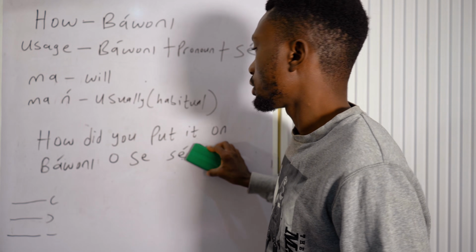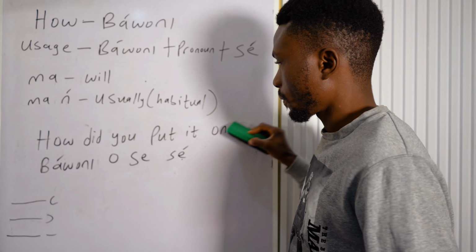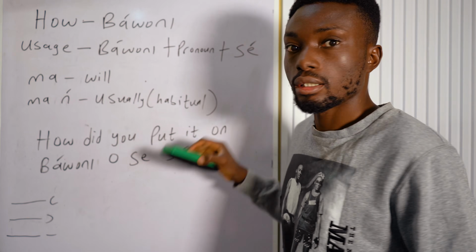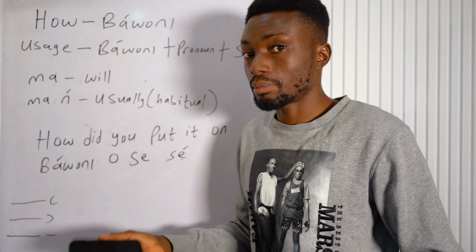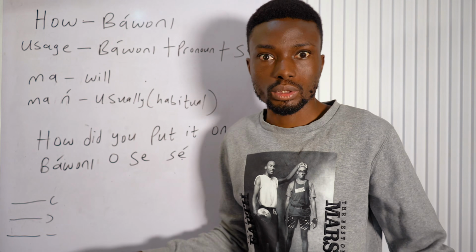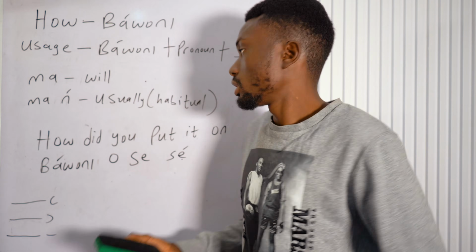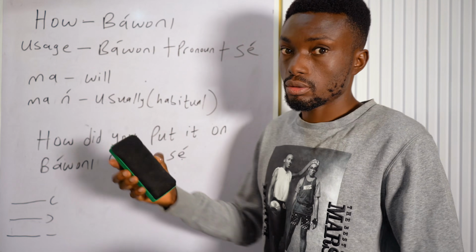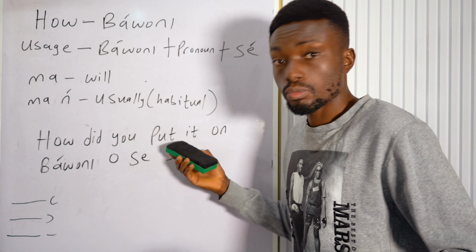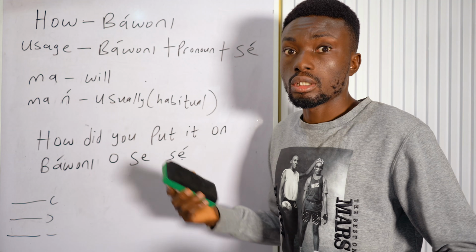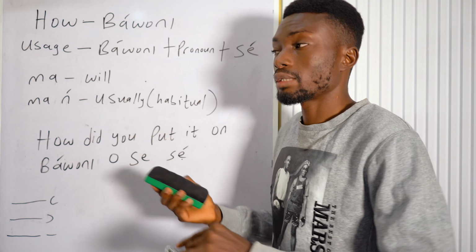In English, this can give two meanings, except the context determines the meaning. How did you put it on? You'll be like, what? Is it my clothes you are talking about, or an appliance? But in Yoruba, putting on clothes, we don't use "put it on". It is only when you are putting on an appliance that we use "put it on".